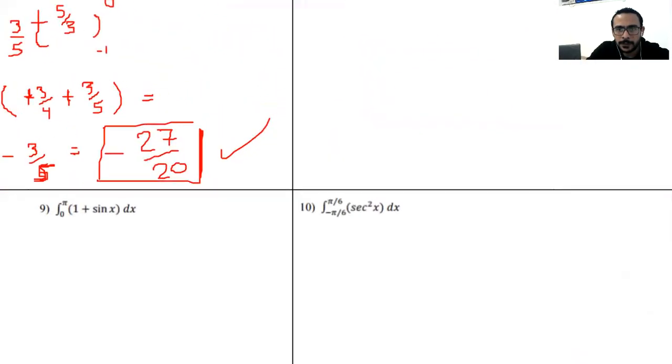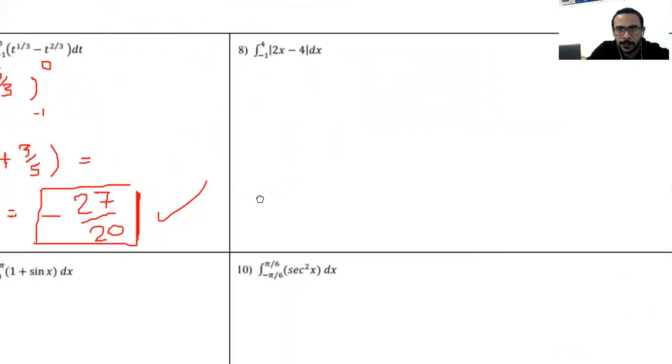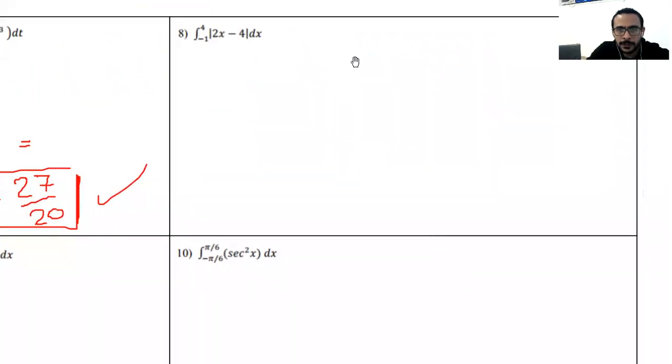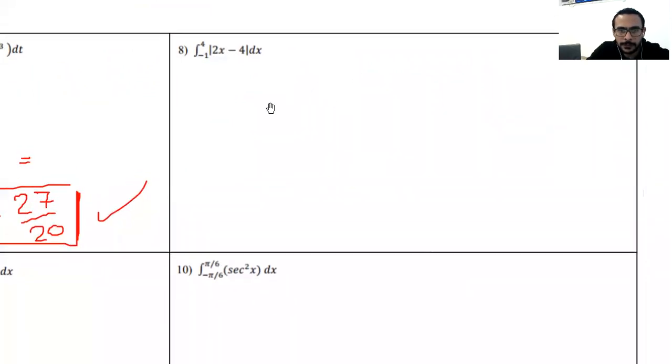In this question, the one I'm going to zoom in on now, here, number 8. Who can solve this? Who knows the idea here? It has a small idea: 2x minus 4, the absolute value of 2x minus 4.